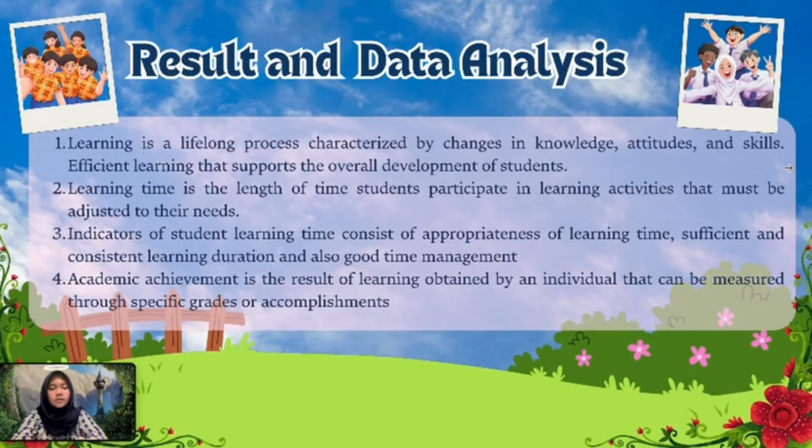Result and data analysis. First, learning is a lifelong process characterized by change in knowledge, attitudes, and skills. Efficient learning supports the overall development of students. Second, learning time is the length of time students participate in learning activities that must be adjusted to their needs. Third, indicators of student learning time consist of appropriateness of learning time, sufficient and consistent learning duration, and also good time management. And last, academic achievement is the result of learning obtained by an individual that can be measured through specific grades or accomplishments.